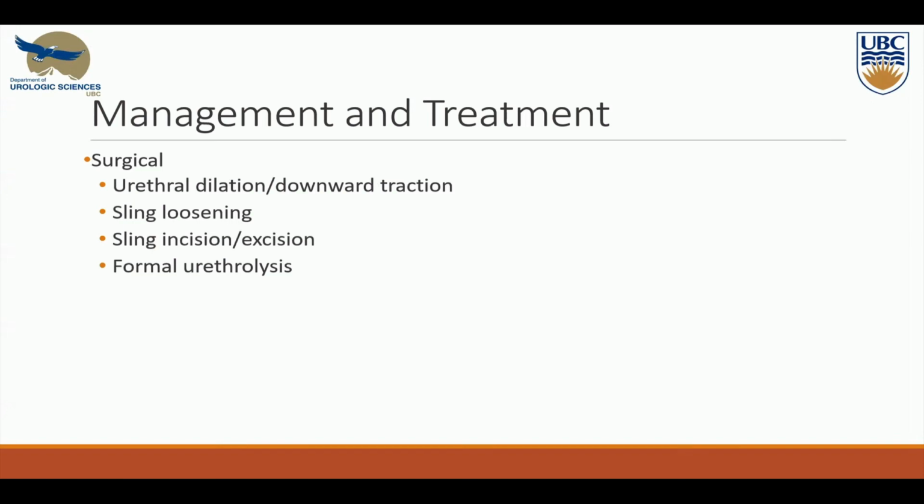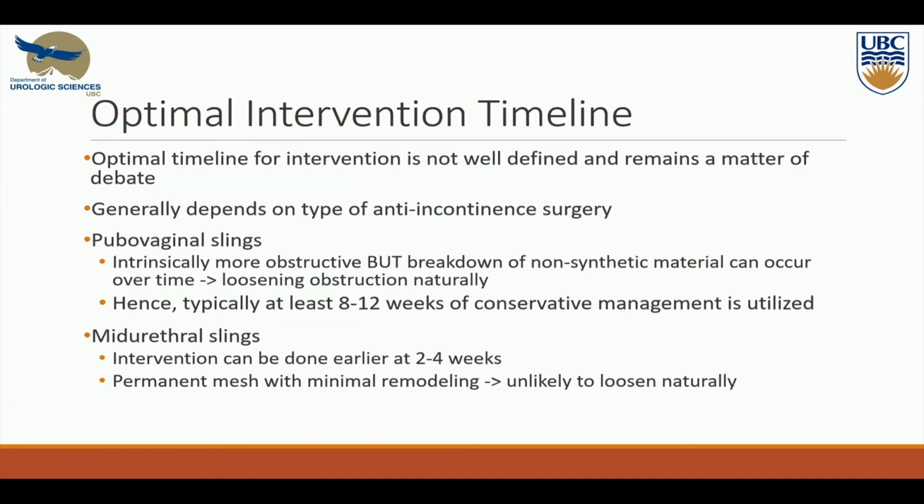In terms of surgery, these patients can have urethral dilation, downward traction. You can do sling loosening if it's really early on, sling incision or excision, and formal urethrolysis. The optimal timeline for intervention is not well defined and is still under debate. It really depends on what type of anti-incontinence surgery they had.